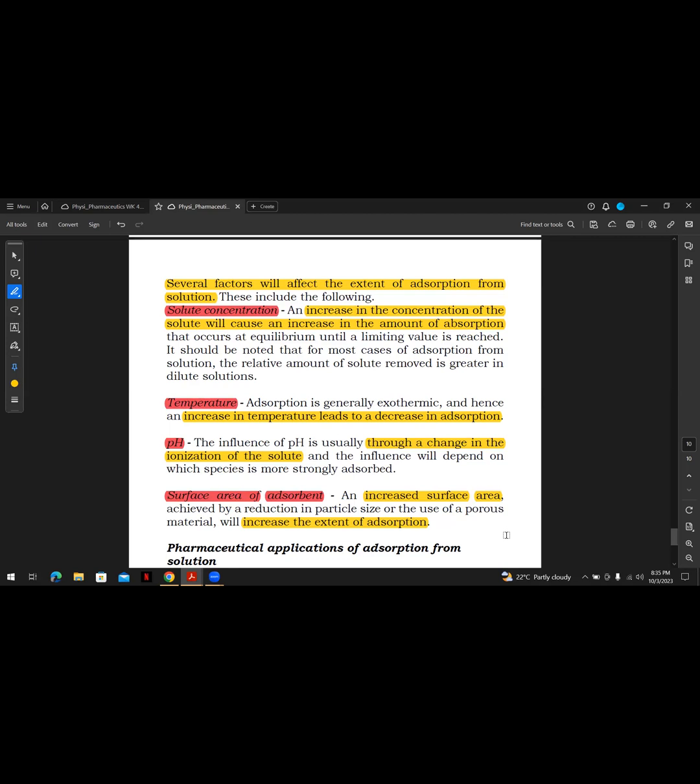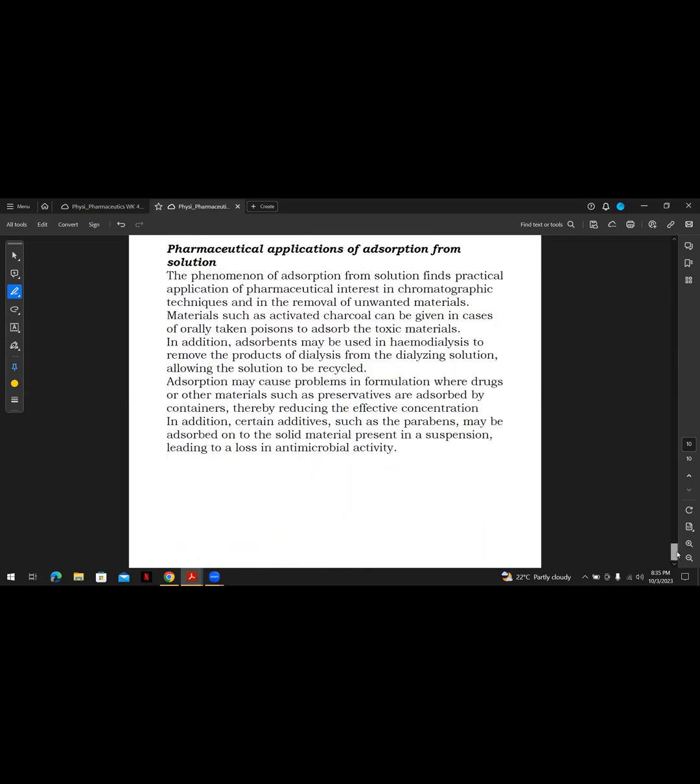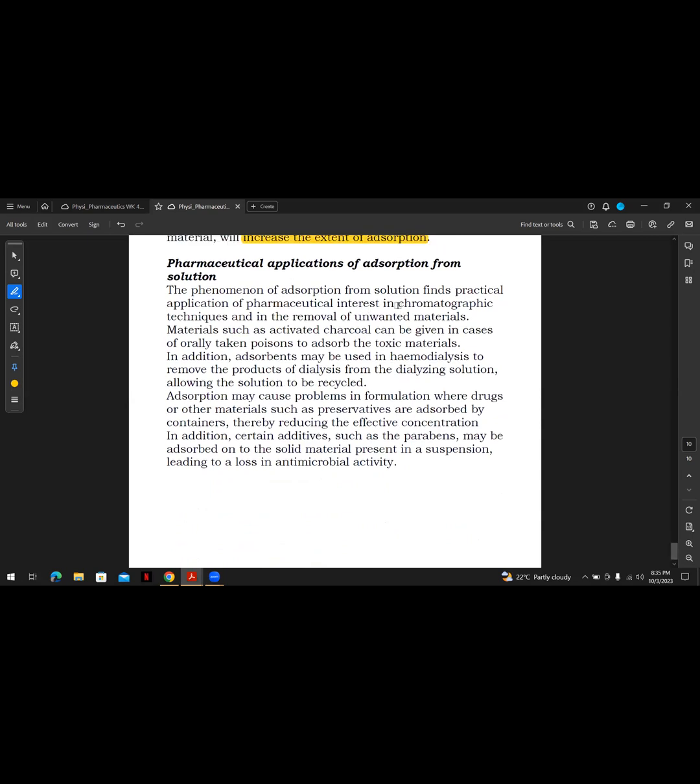And so finally, we have the pharmaceutical applications of adsorption from solution. It's of most interest in chromatographic techniques and the removal of unwanted materials. Materials such as activated charcoal can be given in cases of orally taken poisons to adsorb the toxic materials. These adsorbents may also be used in hemodialysis to remove the products of dialysis from the dialyzing solution, allowing the solution to be recycled.